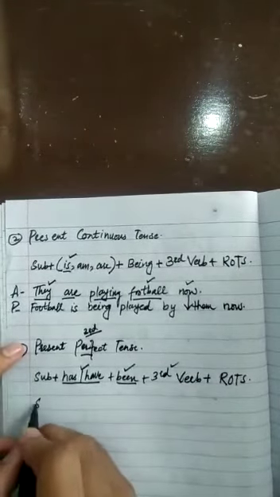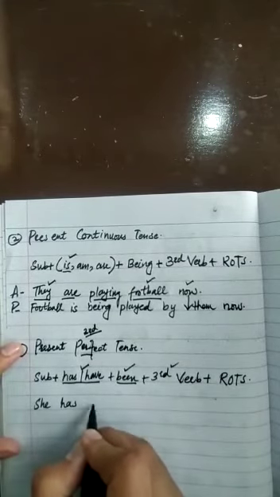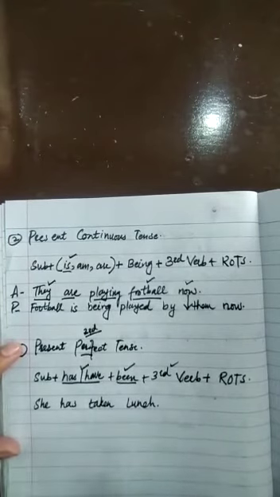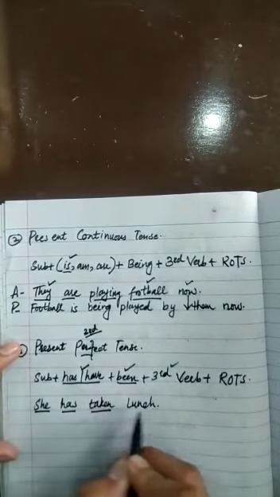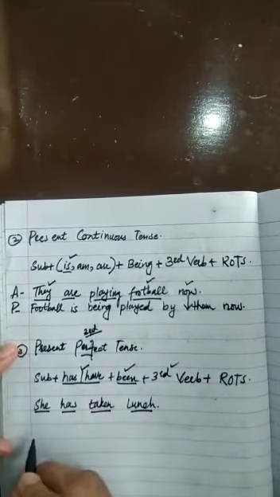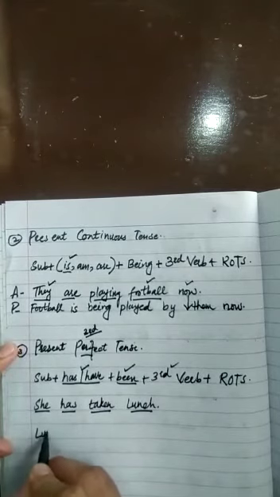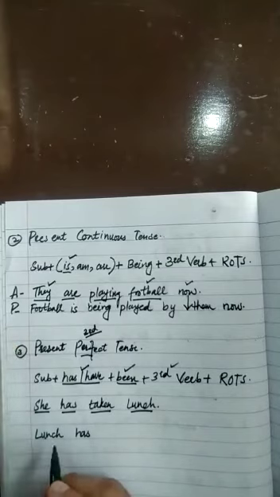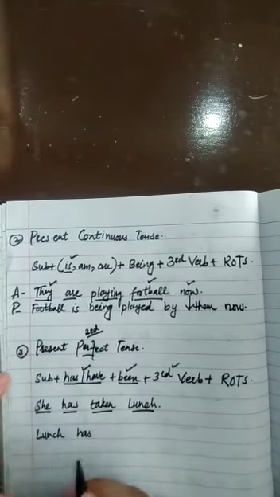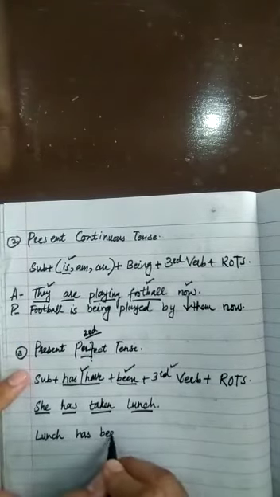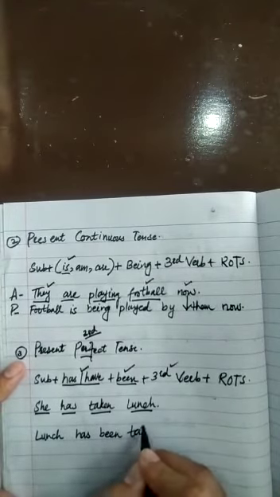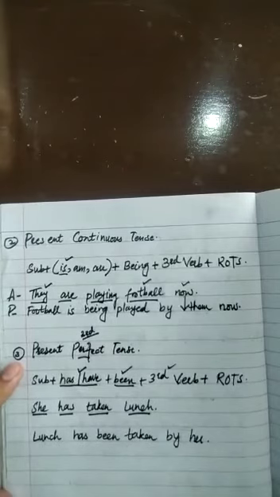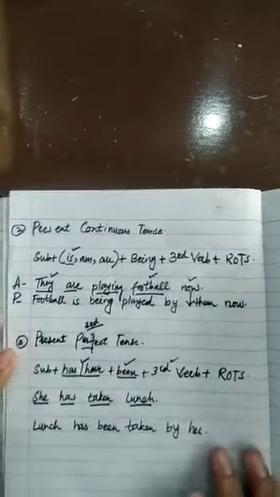Like for example, she has taken lunch. Subject, auxiliary, verb and object. So object will come at the beginning. Lunch has. With lunch it is singular, so with singular we have to use has been, auxiliary, been taken by her. Yeah. So I hope you got it.